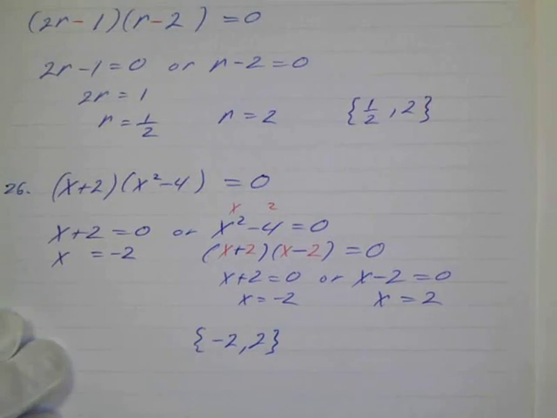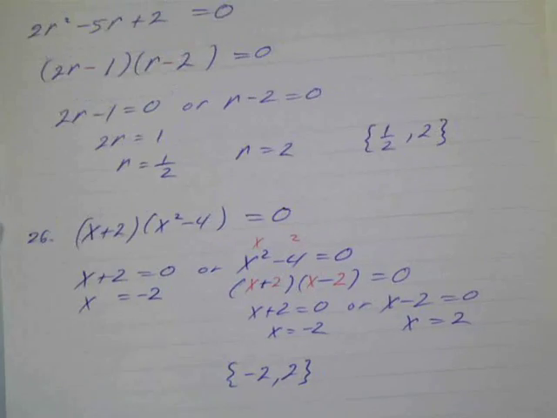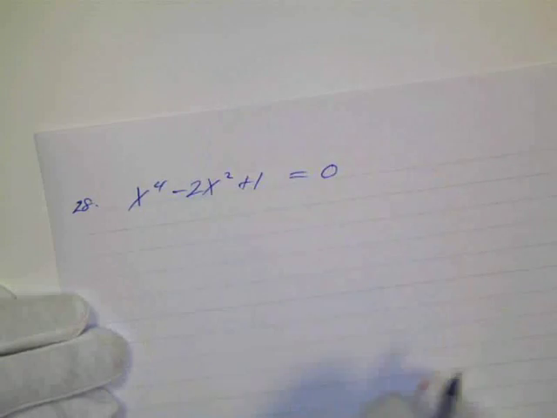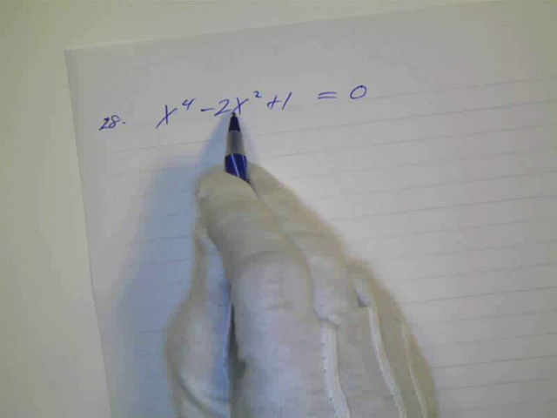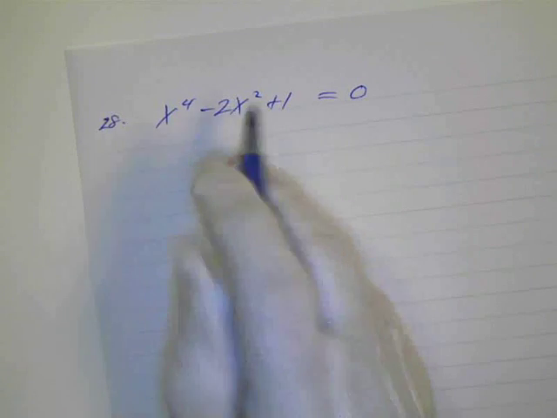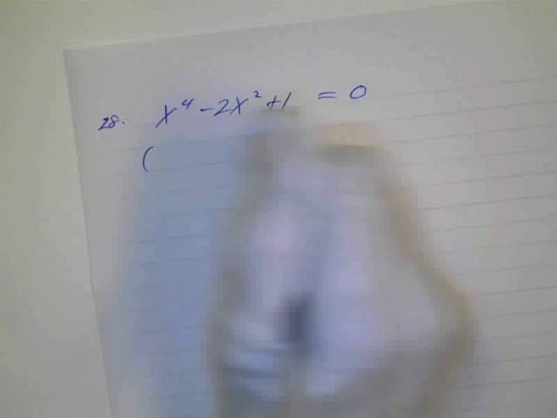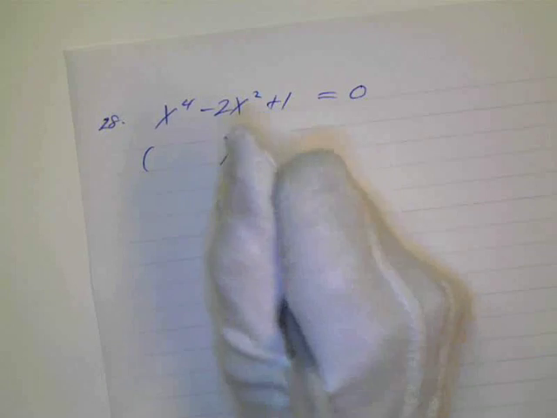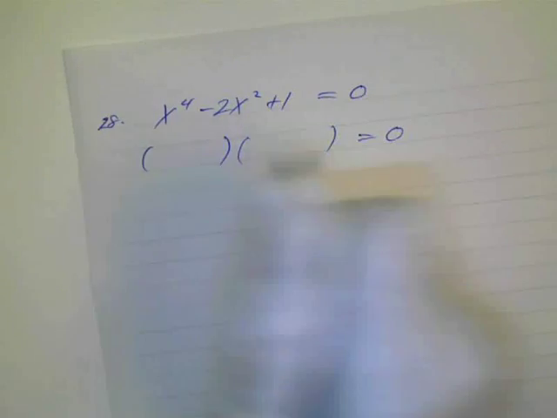And number 28. And you could always pause these and go back. Number 28, we've got x to the 4th minus 2x squared plus 1 equals 0. Now this is a polynomial in x squared rather than x. So it's a simple trinomial in x squared.